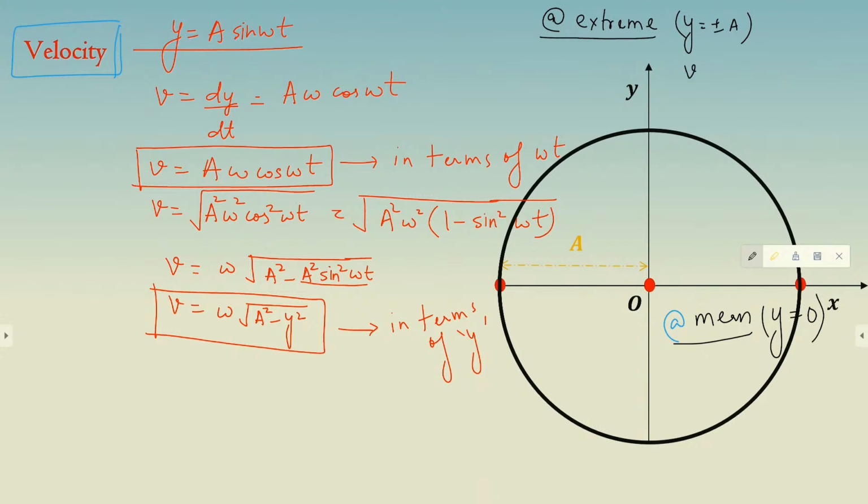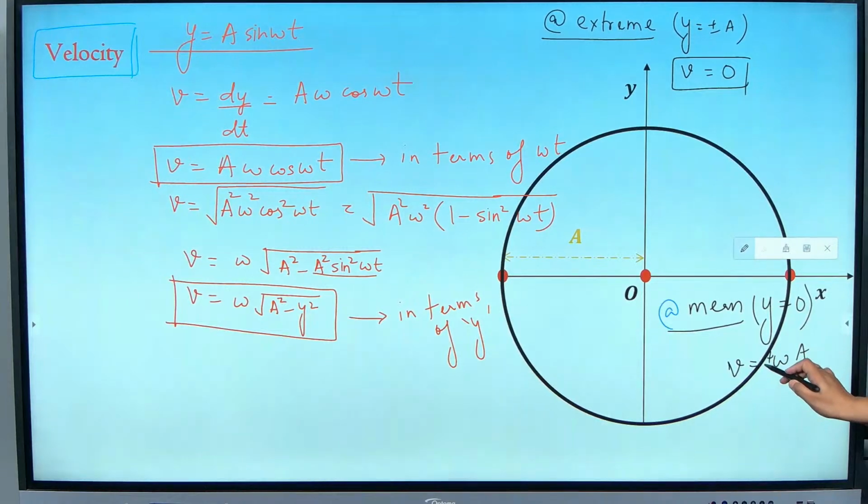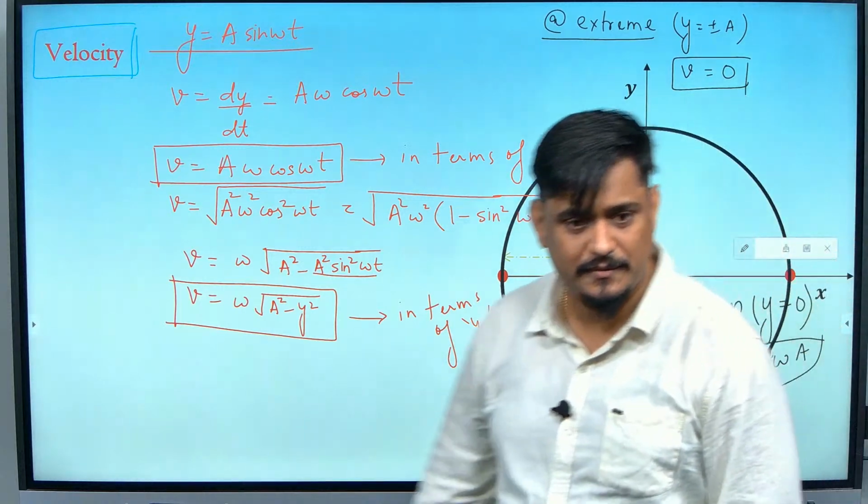So velocity will become equal to what, you see? a square minus a square, 0. So velocity will become 0. It means velocity is 0 at the extreme position. And what is the velocity at mean position if you put y is equal to 0? Velocity will become equal to omega into a. I should write plus or minus omega into a to be very exact, because root over a square will become plus or minus a. Tell me, Abhinand.